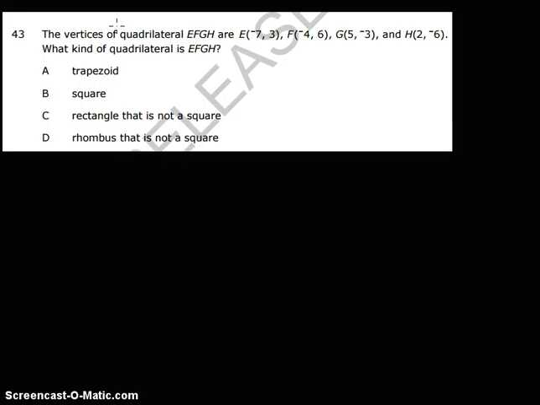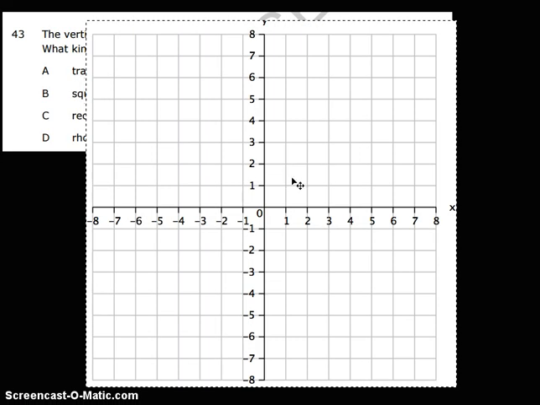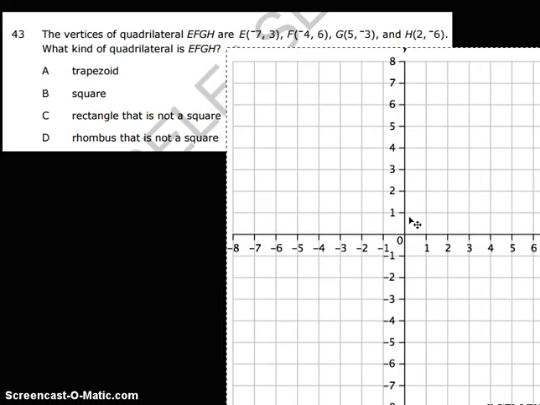So the best way to determine this answer is to draw these points, connect them, and see what kind of quadrilateral it actually looks like. So I'm going to insert here a grid that would help us plot these points.